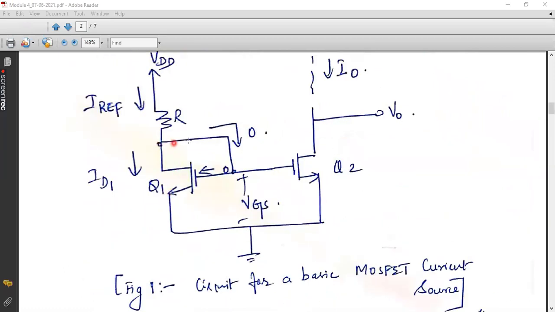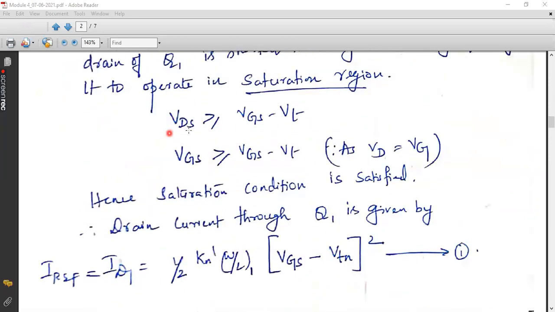So this is the condition to be satisfied for the saturation region. Now, if you see, drain and gate shorted means the voltage will be the same. There is no difference in the voltage. That means the drain voltage will be equal to the gate voltage. So instead of writing VDS, now I can write VGS, because VD is equal to VG. Now, if you observe this equation, the left-hand side is greater than the right-hand side. So that will make sure that your Q1 will be in saturation. That means the saturation condition is now satisfied.